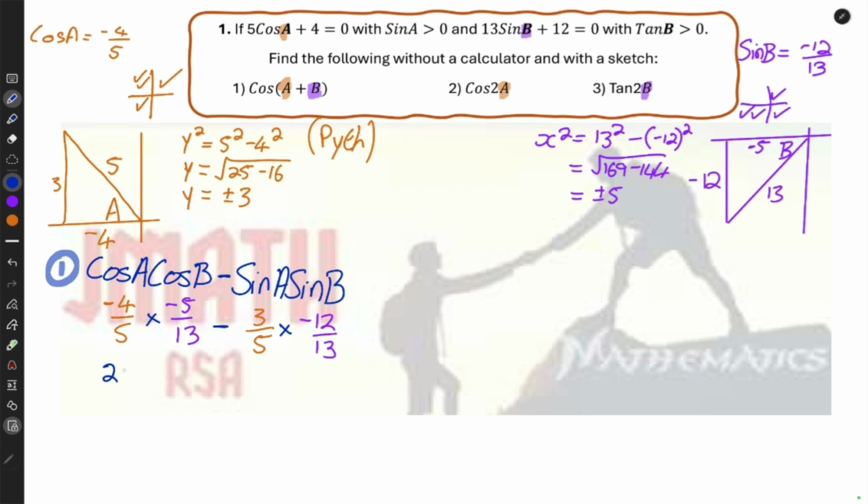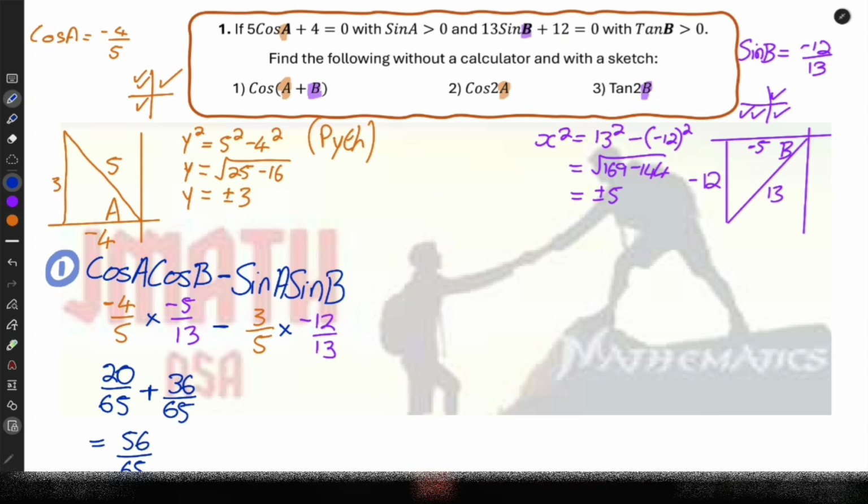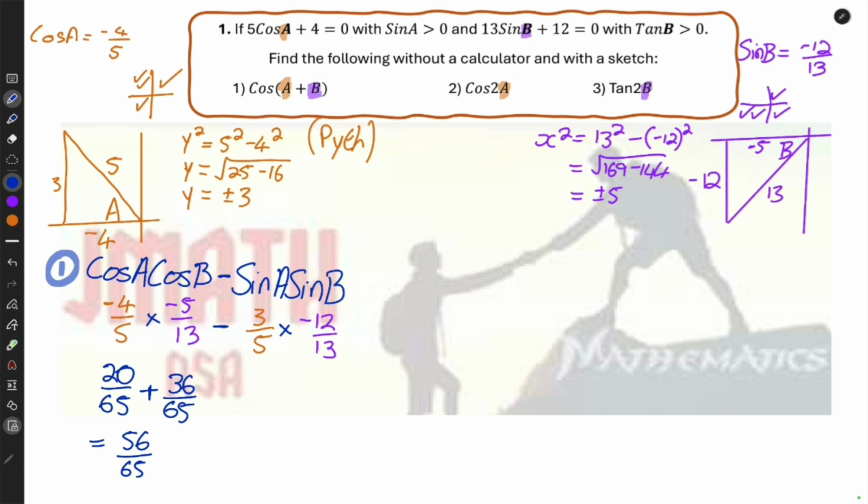So this one would be positive 20 over 65. The next one, there is a minus, but there's a minus 12 as well. So that becomes a plus, and then 36 over 65. And therefore the answer is 56 over 65. I just leave it like that. Please don't go decimals, just leave it like that.